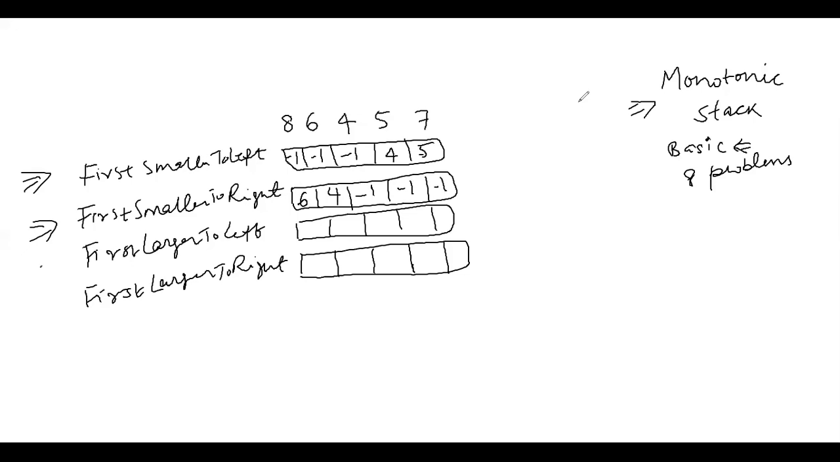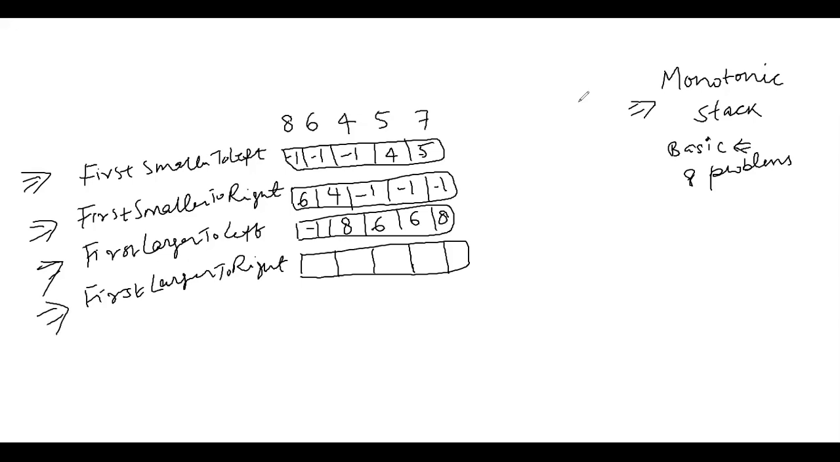Great. Now first larger to left. For 8, first larger towards its left: there is nothing towards its left, so -1. For 6, first larger, so 8. For 4, first larger is 6 towards left. For 5, first larger towards its left is still 6. For 7, first larger towards its left is 8.